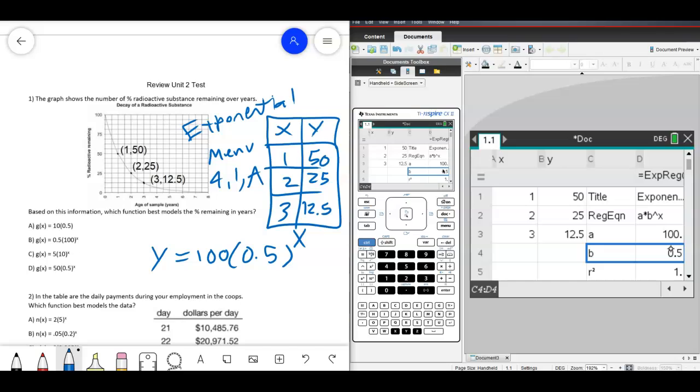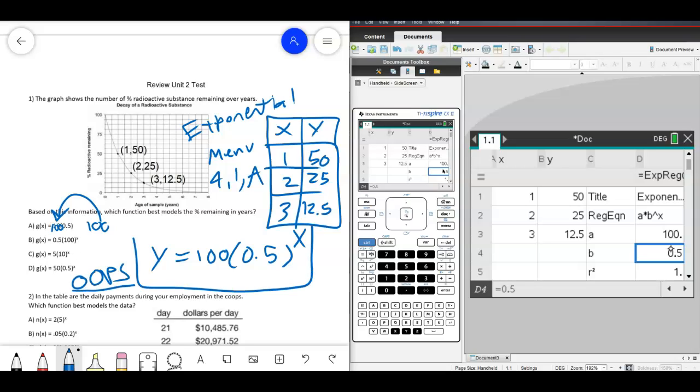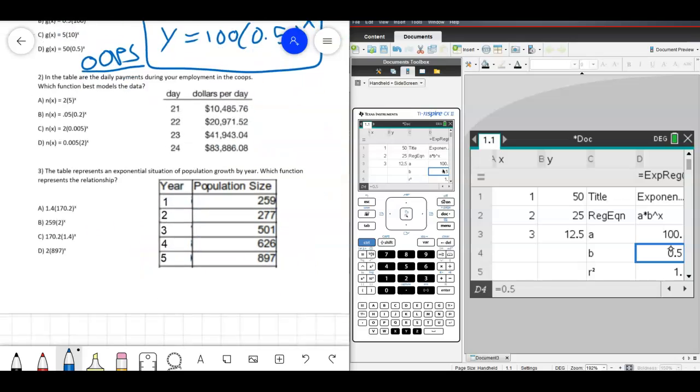I think there's a typo, so it's supposed to be this one. Whoops. All right, so that's supposed to be 100. That's funny. Oops. All right, well, hopefully there's no more typos.